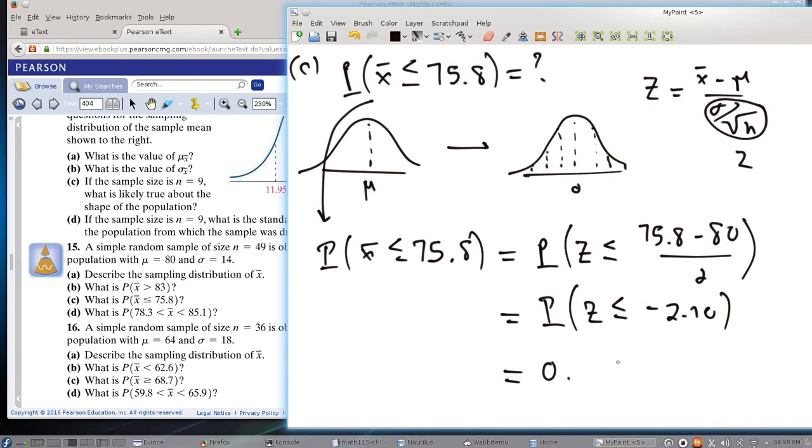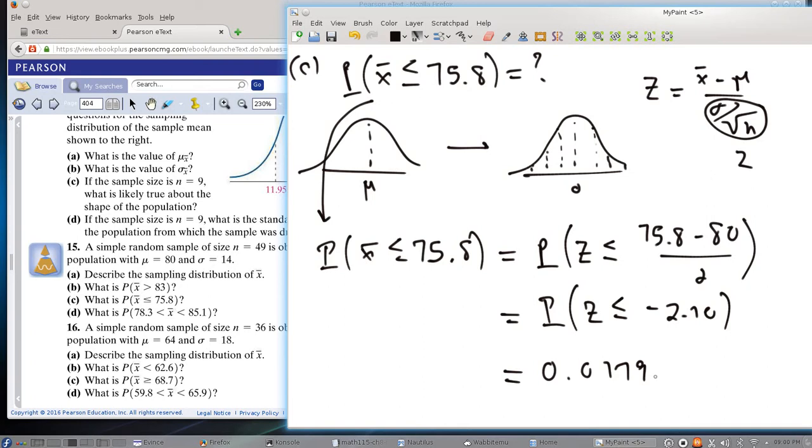We can interpret this result too. So the interpretation of this is that the probability, for example, let's say if we take 100 or even 1,000 random samples of n equals 49 from a population with mu equals 80 and standard deviation equals 14, then roughly 1.79% of the samples have a mean that is less than 75.8. That's our interpretation.